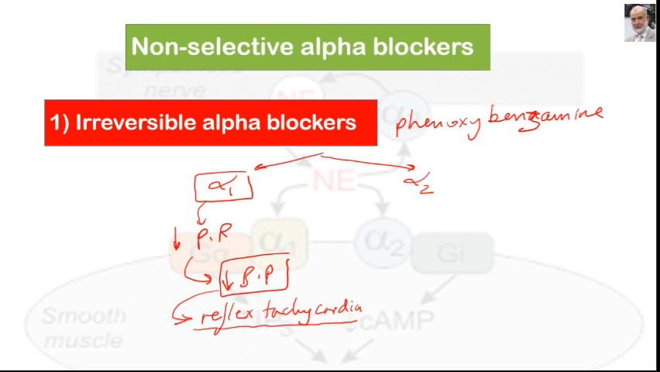Okay? Now, by blocking the alpha 2 receptor, as we know, alpha 2 receptors are presynaptic.